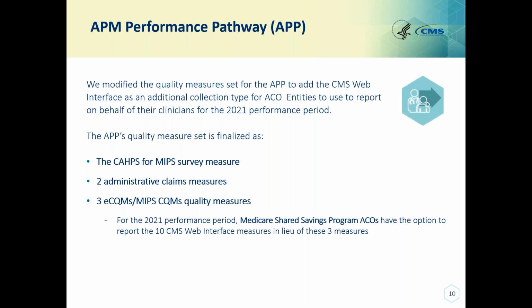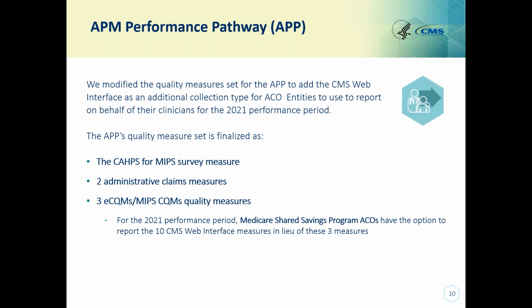And within that quality measure set, we have 6 measures that are available for everyone and anyone to report on. Currently, we have the CAHPS for MIPS survey and 2 administrative claims measures, which are the hospital-wide readmission measure and the MCC. Let me think. For 2021, the MCC, the multiple chronic condition measure, is for ACOs only. We've proposed to include the MCC measure for everyone else, for groups, going forward after performance year 2021.